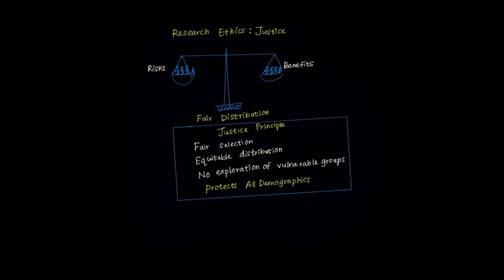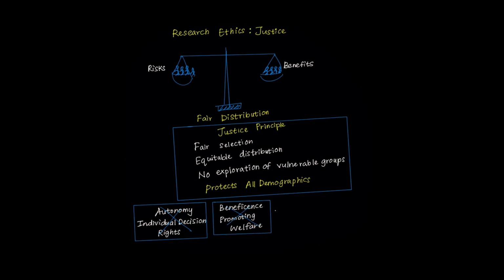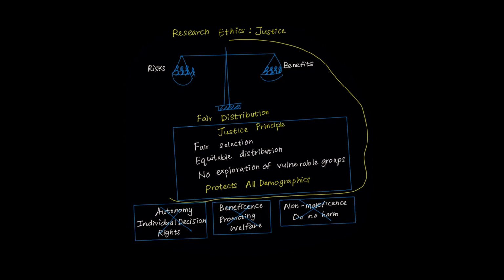demographic groups. Autonomy is about individual rights to make their own decisions about participation, which is different from ensuring fairness across populations. Beneficence focuses on actively promoting participant welfare and acting in their best interests, not on ensuring equity in how risks and benefits are distributed. Non-maleficence is about the fundamental obligation to do no harm and minimise potential harm to all participants, but it doesn't specifically address fair distribution across different groups. Justice is what prevents research from exploiting vulnerable populations and ensures that everyone has fair access to potential benefits.